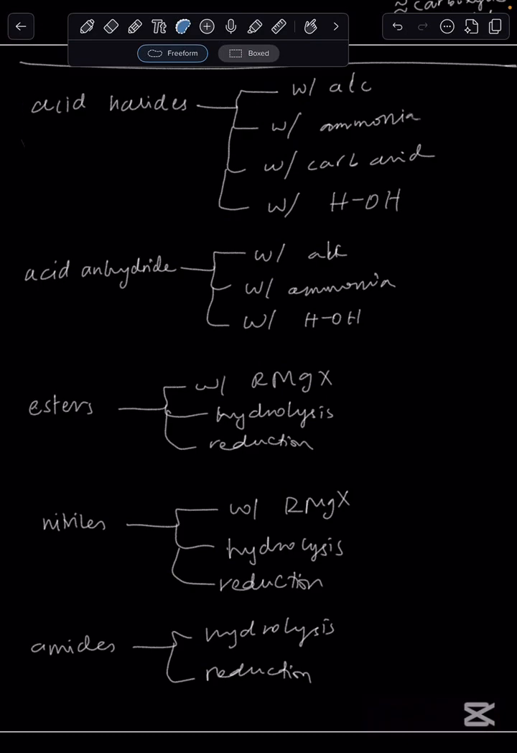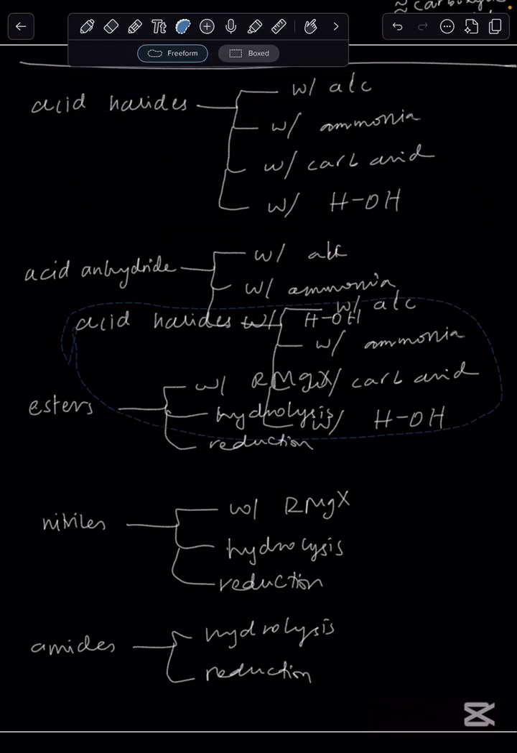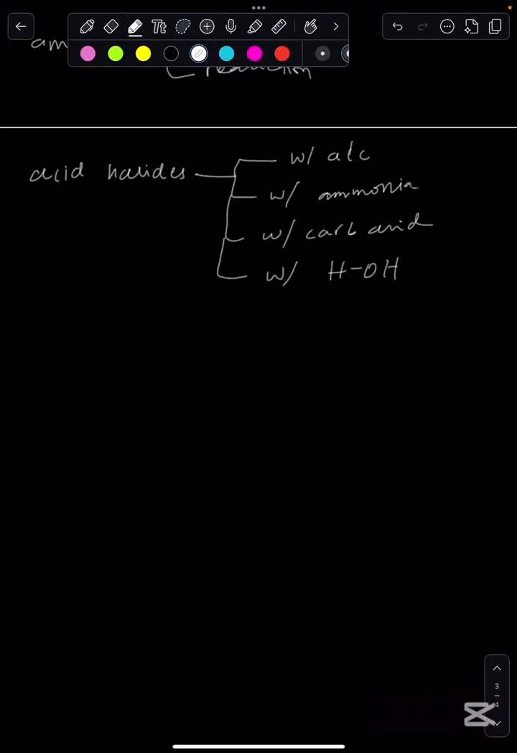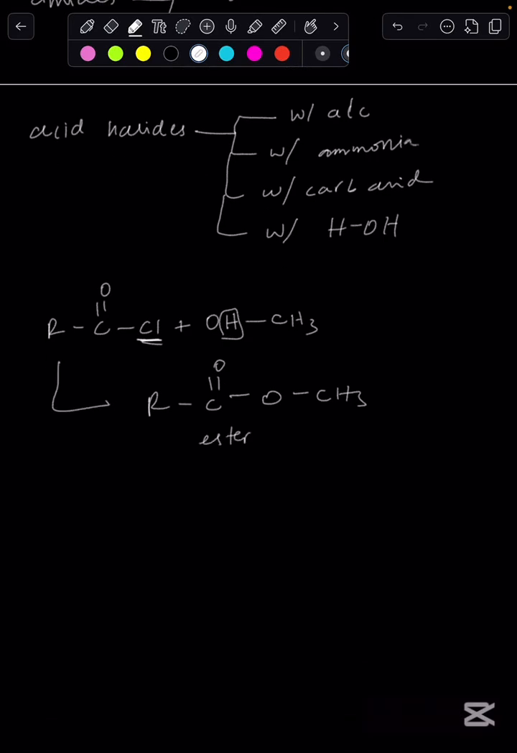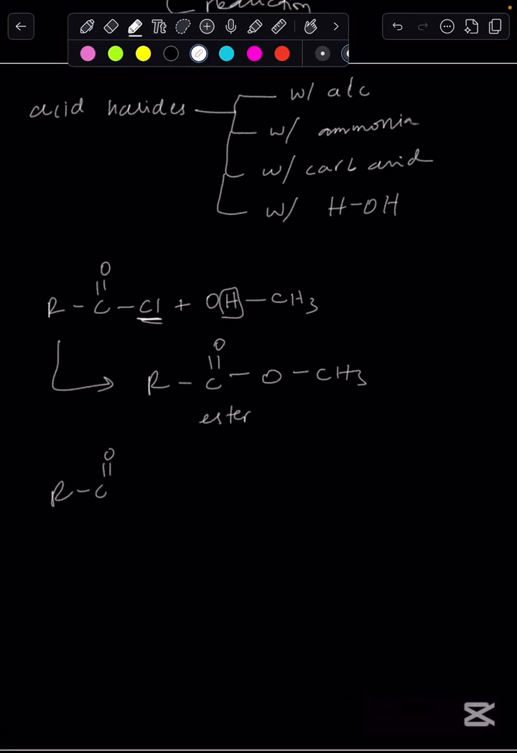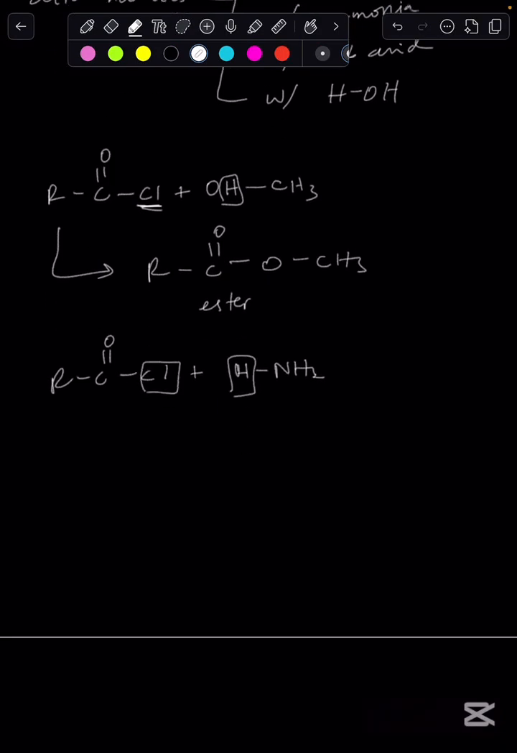Alright, so moving on, we may see the reaction of acid halides. So we may react it with alcohol first. So we have an alcohol over here. So what it's going to do is the Cl is going to be removed, and the H is going to be removed, and then we may form an ester. And then with ammonia it's going to react like this. The H and the Cl are going to be removed, and then we may form an amide.